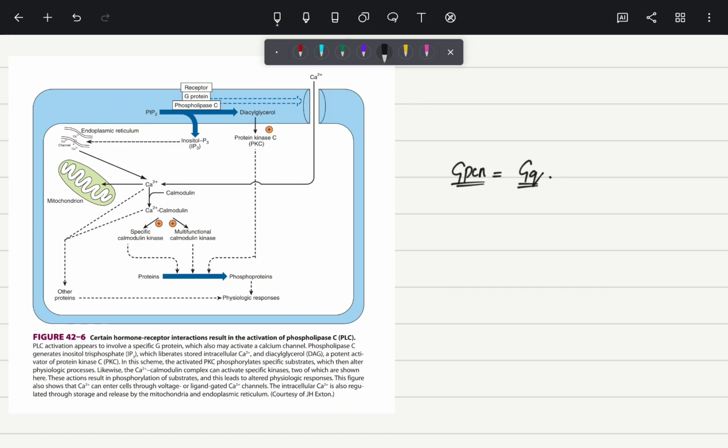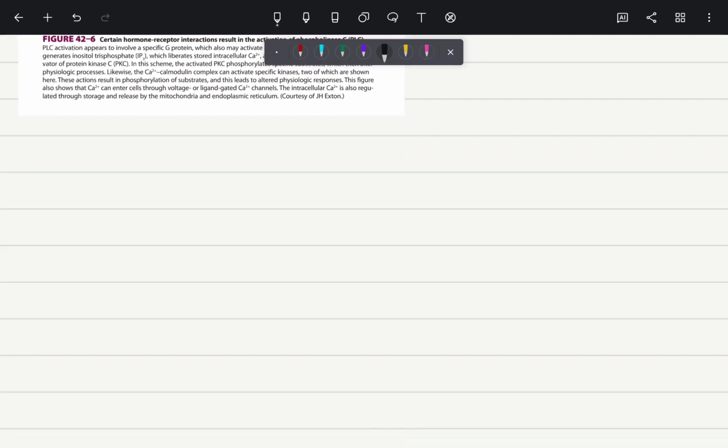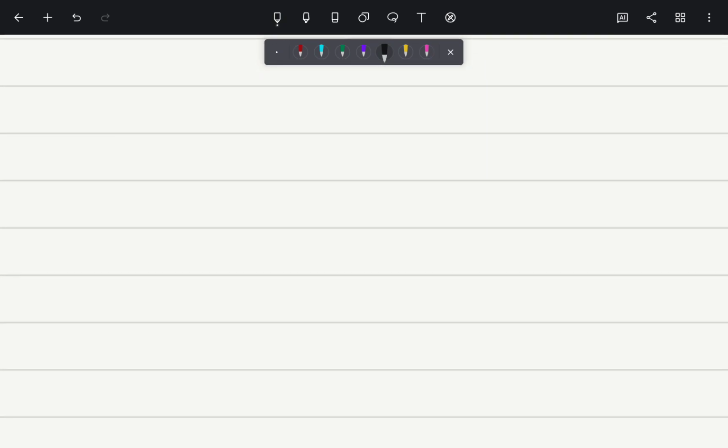So today we are going to talk about the G protein coupled receptors, and in this video I will talk about the GQ subtype of your G protein coupled receptors. So first we will draw a small diagram here.